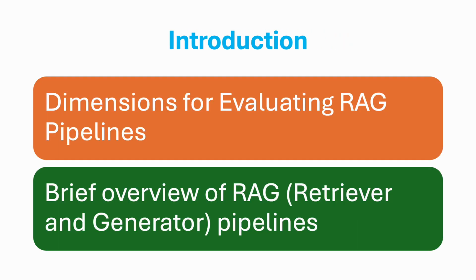So RAG pipelines, or retriever-generator pipelines, are a powerful approach in natural language processing that combine retrieval and generation components. They aim to retrieve relevant information from a knowledge base and then generate a response based on that information. Evaluating the performance of this pipeline is crucial, and there are several dimensions to consider. This presentation will explore these dimensions in detail.